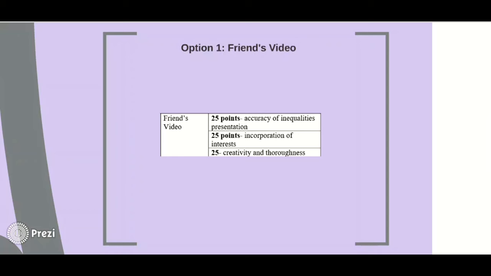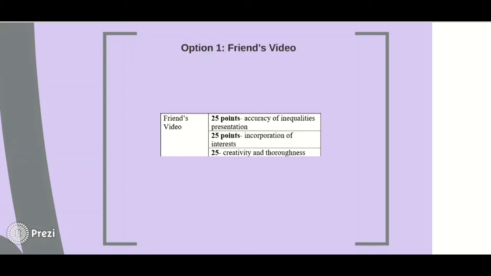And this is worth 75 points, so you get 25 points for accuracy of the inequalities that are presented in their video, 25 points for incorporation of their friend's interests, and 25 points for creativity and thoroughness.